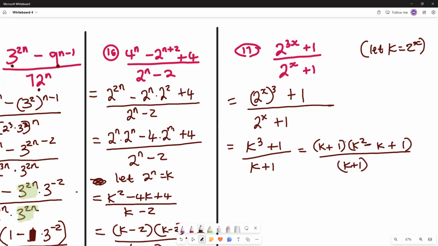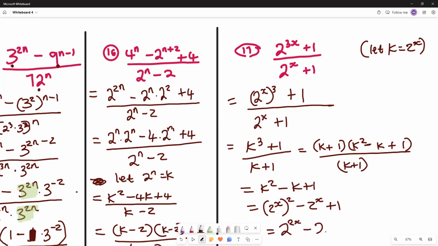Then you can see that this guy will cancel with that guy. Then you have k squared minus k plus 1, right? What is k squared, ladies and gents? K squared will be basically this, right? Let's put what our k is. Our k is 2 to the power x. Then you have a 2 there, minus 2 to the power x plus 1, right? Which gives you 2 to the power 2x minus 2 to the power x plus 1. And that's your final answer in this case.